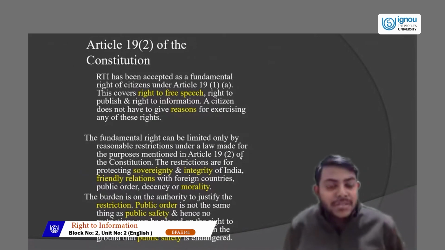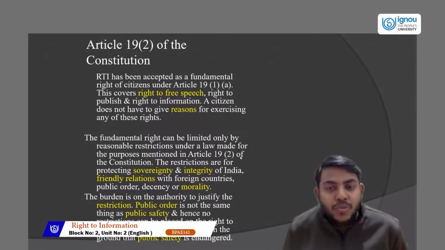RTI has been accepted as a fundamental right of the citizens of India under Article 19, Clause 1, Subclause A. We have already discussed that. And this covers the right to free speech, the right to publish, and the right to information also. A citizen does not have to give reasons for exercising any of these rights. So the fundamental right can be limited only by reasonable restrictions under a law made for the purposes that are mentioned in Article 19, Clause 2 of the Constitution.